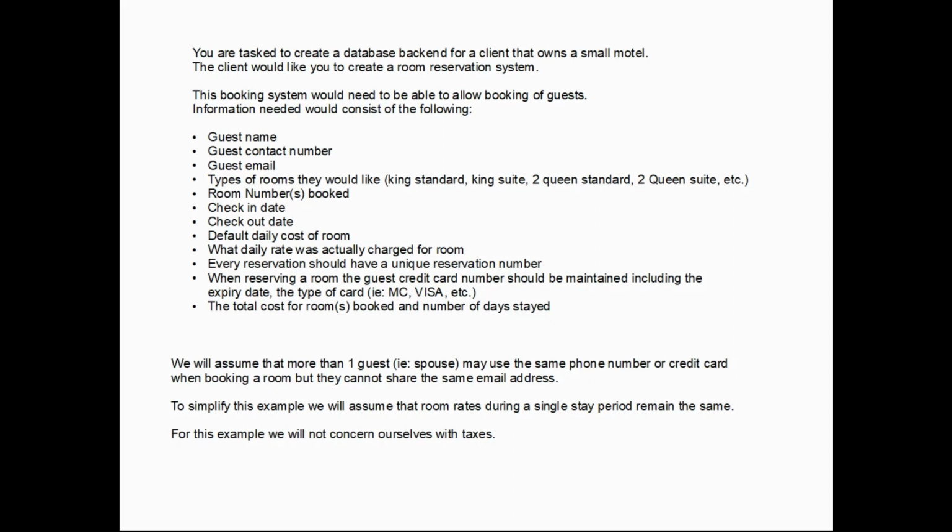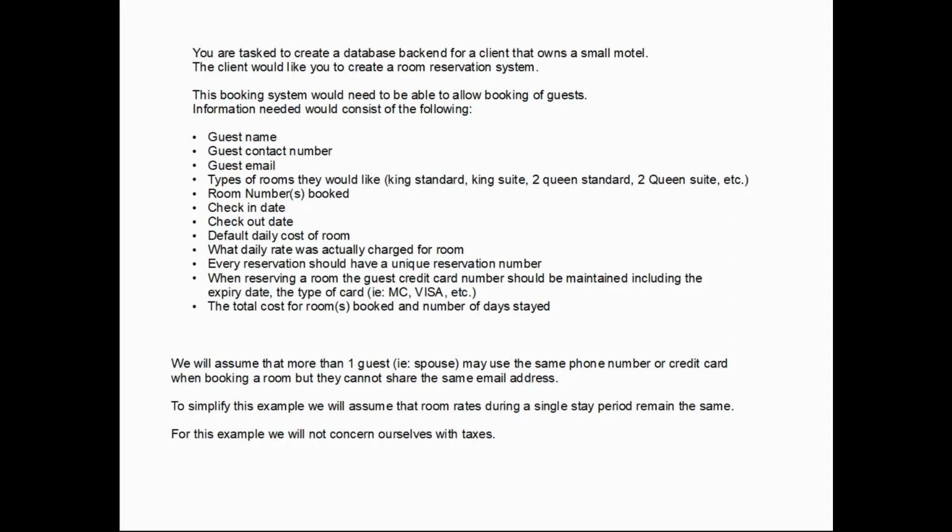I want the guest's name, a contact number, like a phone number. I want their email address. I want the type of room or rooms that they would like. So do they want a king standard, a king suite, a 2-queen standard, a 2-queen suite, etc. Whatever the motel has. They want to know what rooms they book, what their check-in date, what their checkout date is, what the default daily cost of the room was, and then what they were actually charged for the room.